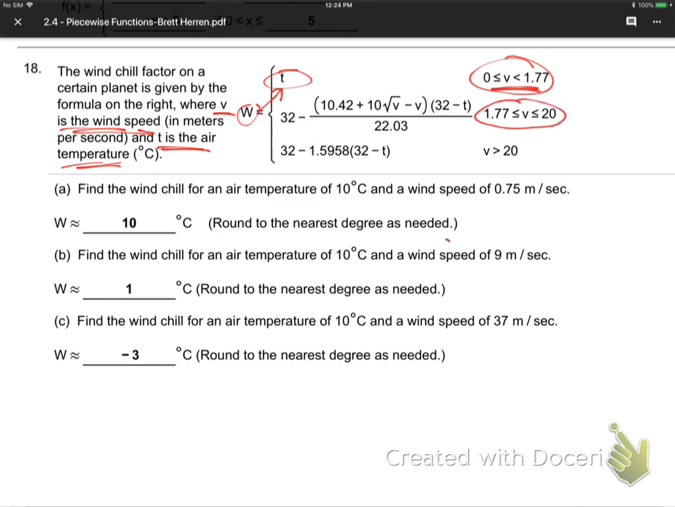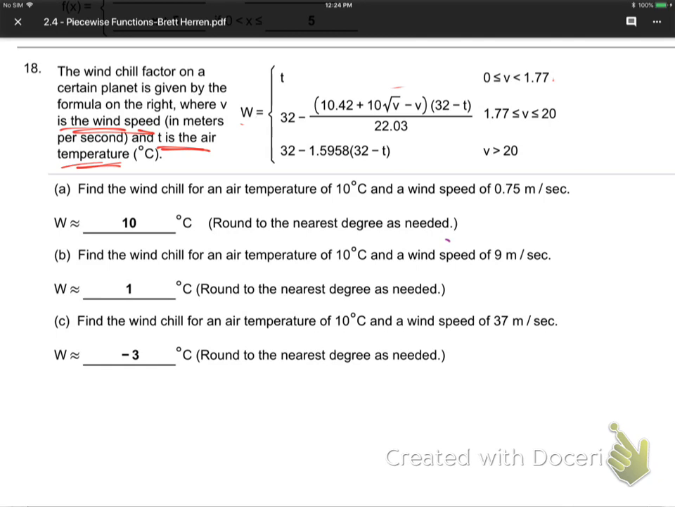But if there's a medium amount of wind, between 1.77 meters per second and 20, I don't know what that is in miles per hour, then the wind chill factor is this big complex formula. And if the wind is really blowing fast, more than 20 meters per second, the wind chill factor is going to be that formula. All right, let's crank out what they've done here. It's a real-life example, I always like real life, of using a piecewise function in science.